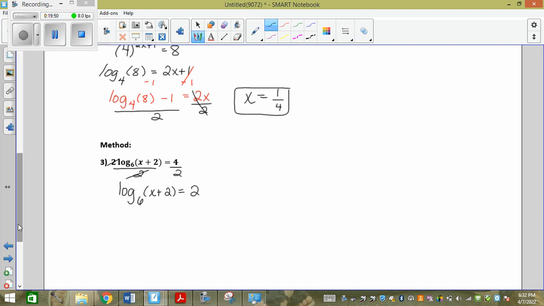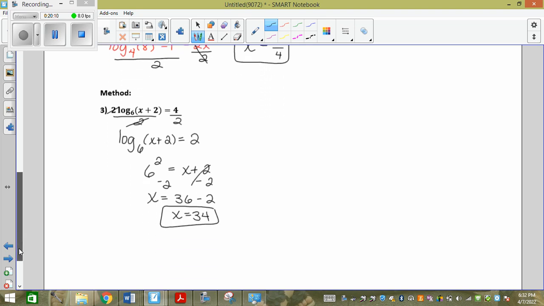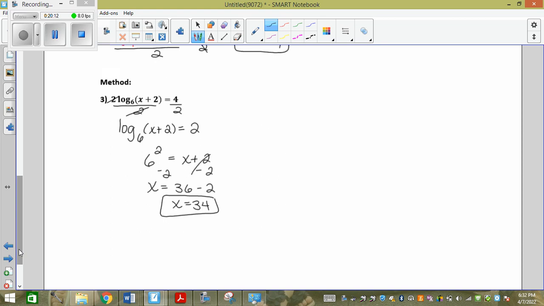Now I have a single log and 3 pieces of information, I can convert to exponential. So the base of my log becomes the base of my exponent. What's with it doesn't stay with it. So 2 becomes my exponent, and it equals x plus 2. Subtract 2. And so I'm going to get x equals 36 minus 2. So x equals 34. Once again, I can y1, y2, but I need to make sure my x max is at least 34 in my calculator, or it will error me.